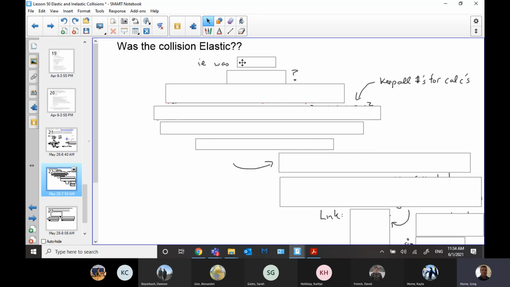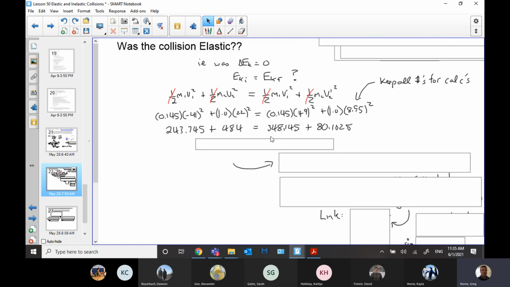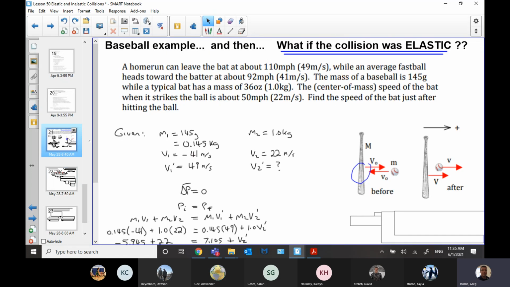Okay, so that's from today's stuff. Was the collision elastic? In other words, was kinetic energy conserved? So this is entirely just plugging numbers in. You just put the numbers in, see what your kinetic energy is before and after, and see what you get. So the numbers, based on where I got this from, there's actually a whole PDF I've saved.